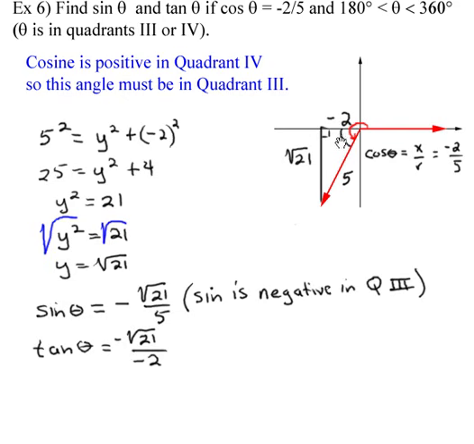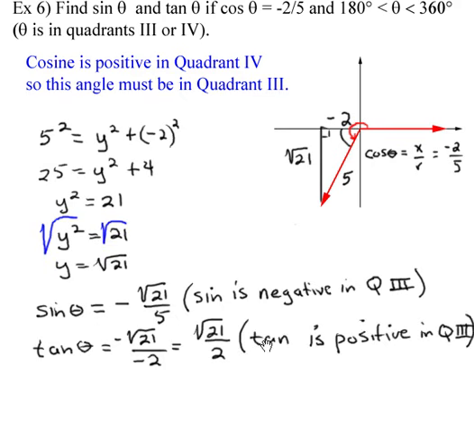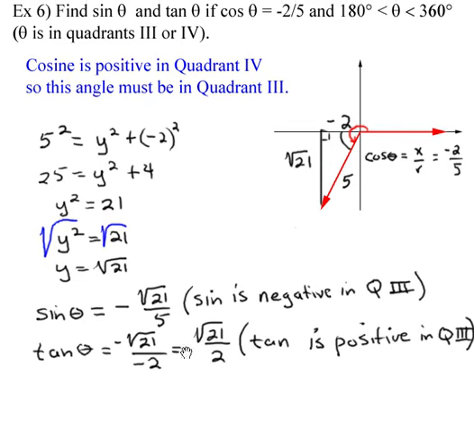Tangent, well, from this point of view, is opposite over adjacent. It needs to be positive in quadrant 3. All Scandinavians tan carefully. So whatever I get for the tangent in quadrant 3 better become a positive reference. So that's the square root of 21 over 2 in simplest radical form. And that's our first look at finding the six trig ratios of angles that are larger than 90 degrees and using their reference angles.